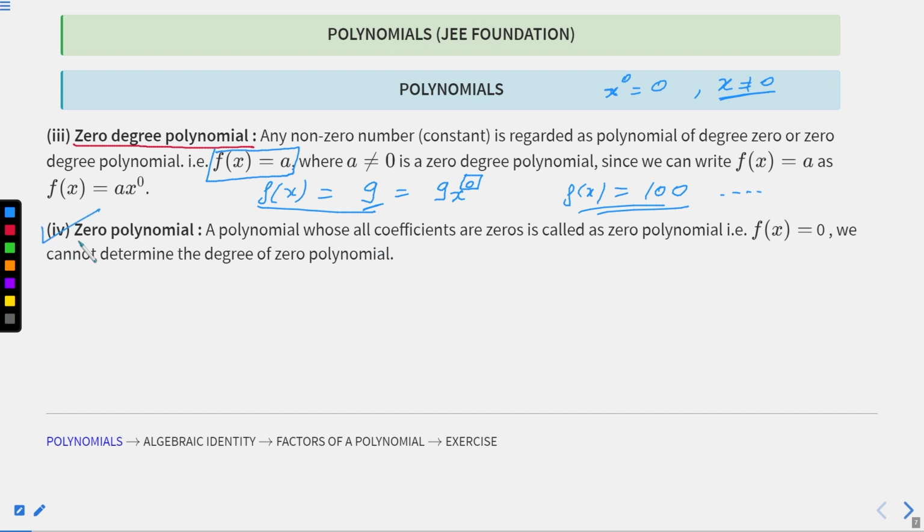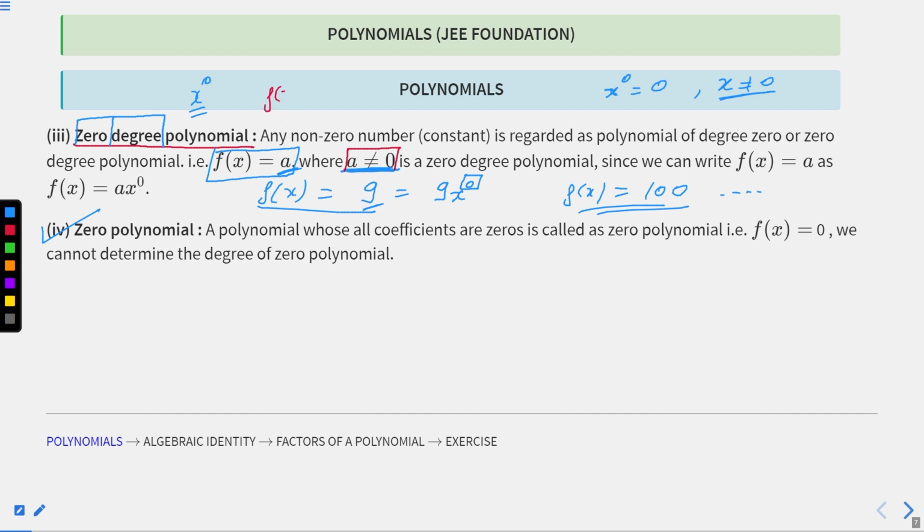Now zero polynomial: don't confuse a zero degree polynomial with the zero polynomial. In a zero degree polynomial we are talking about the degree of the polynomial being 0, that is, x raised to the power 0, so my polynomial is just a constant number, and this constant number cannot equal 0. The one important point to mark is that my polynomial must be constant but not equal to 0.